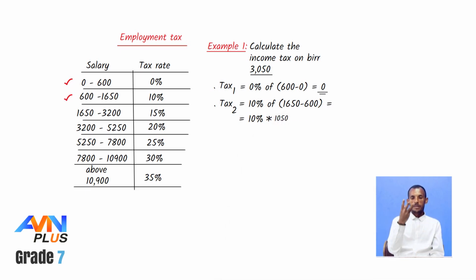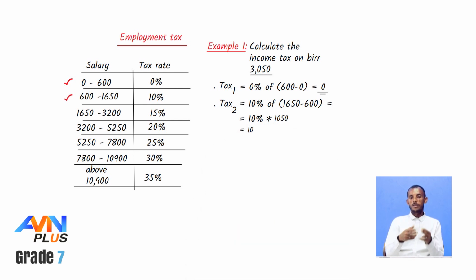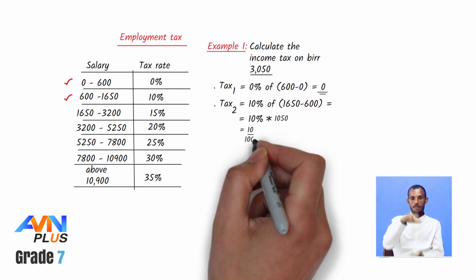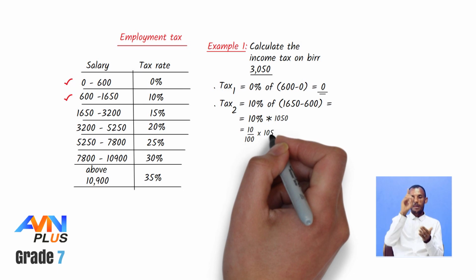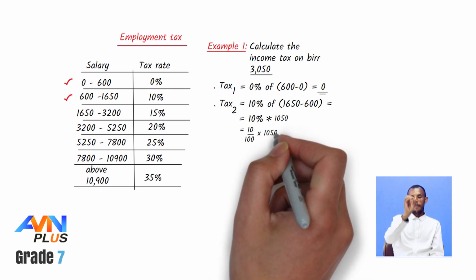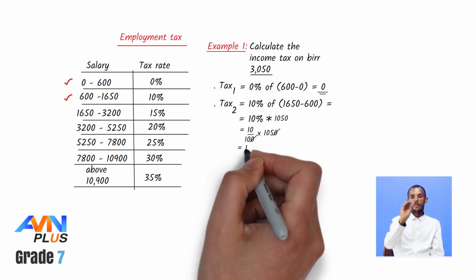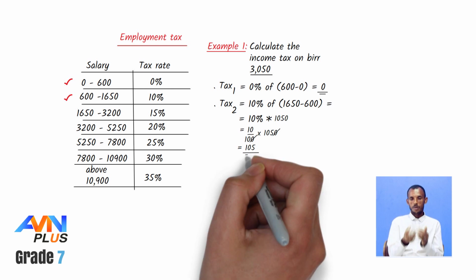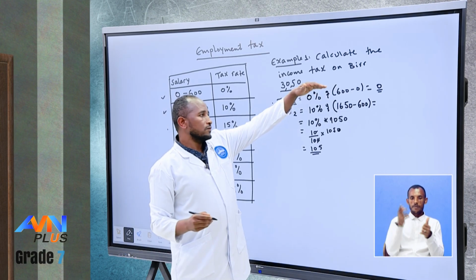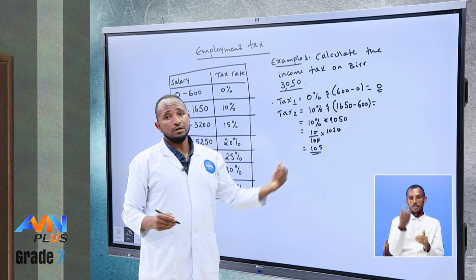Let's calculate it. This will be 10% of the difference of these two, which is 1,050. The difference of these two gives us 1,050. So 10% means 10 over 100 times this one. 0 cancels by 0, this also cancels. 105 times 1 is 105. So for the first portion of income, no tax is paid. For the next interval, the tax paid will be 105.